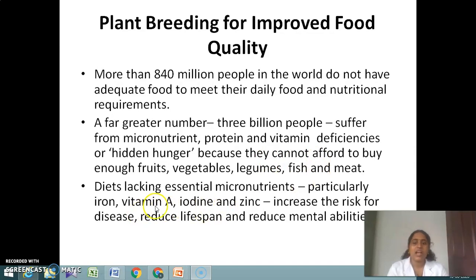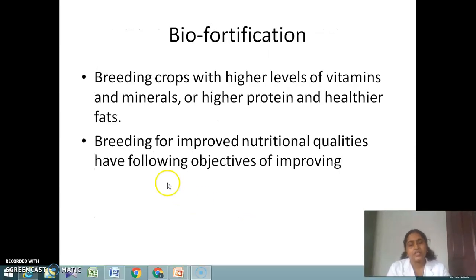A diet lacking essential micronutrients, particularly iron, vitamin A, iodine, and zinc, increases the risk of disease, reduces lifespan, and reduces mental abilities. So by using plant breeding techniques, we can produce improved food. That means we can produce food with improved quality. Before entering into that, we have to learn a process that is biofortification.